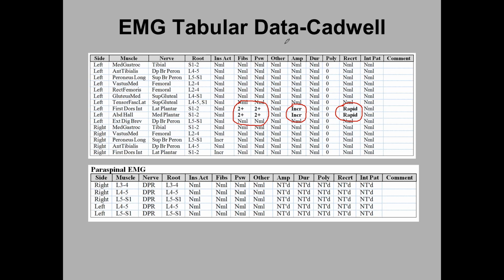So when we look at an EMG table, I break it down into three sections: insertion and rest, motor unit morphology, and recruitment. Okay. Now, in and of itself, changes in insertion and rest, as Brian had indicated, represent membrane instabilities.